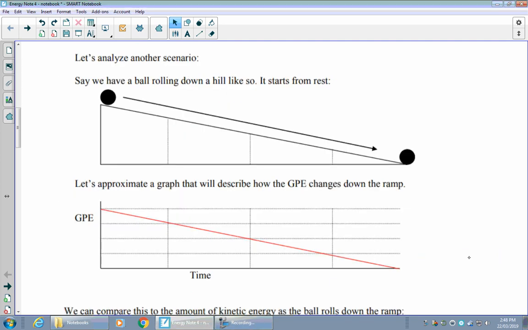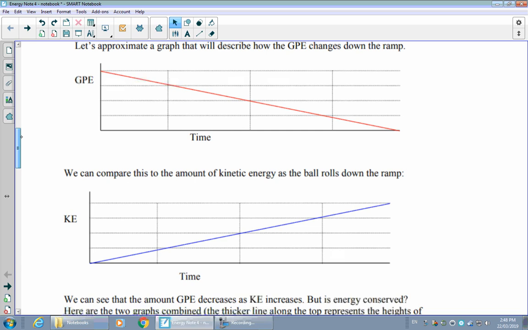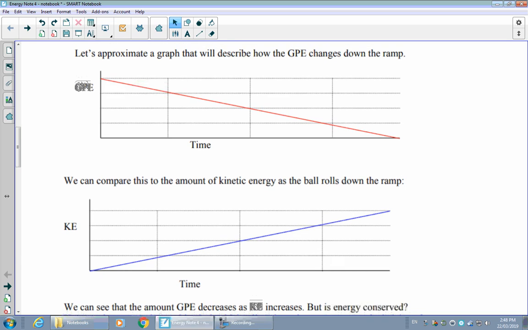We can analyze another scenario that will allow us to be a bit more mathematical in our approach to this. So imagine that we actually have a ball that's just rolling down a hill, and it starts from rest. We can then draw some approximate graphs of what the different forms of energy will be doing for this ball. So we'll first look at what a graph of GPE might look like, and then look at what a graph of kinetic energy might look like. So we can see for the GPE, it's starting at some total value and then decreasing all the way down to 0 gravitational potential energy.